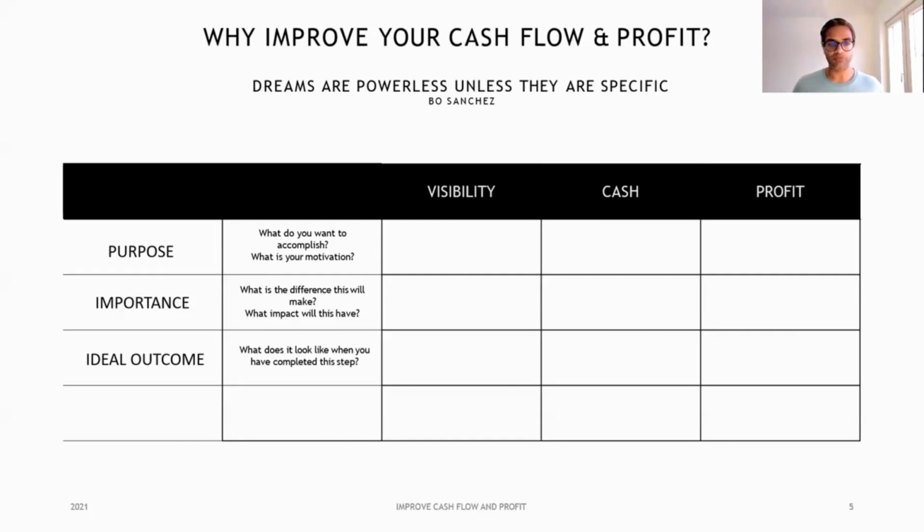All right, let's jump to cash. What does it look like when you've sorted out the cash component in your business? So what's your ideal outcome in detail? How much cash are you going to have? Cool. Now let's jump to profit. Same deal. What does it look like when you have completed this step? Paint a picture of when you've got your ideal profit worked out.